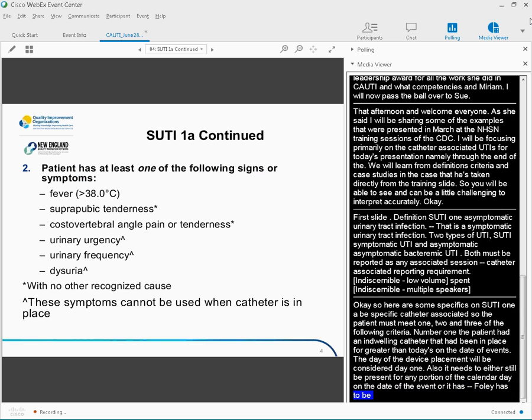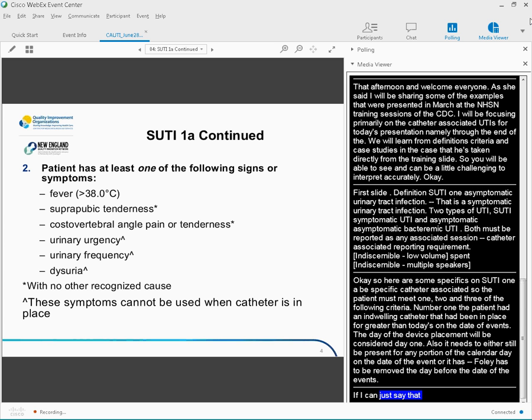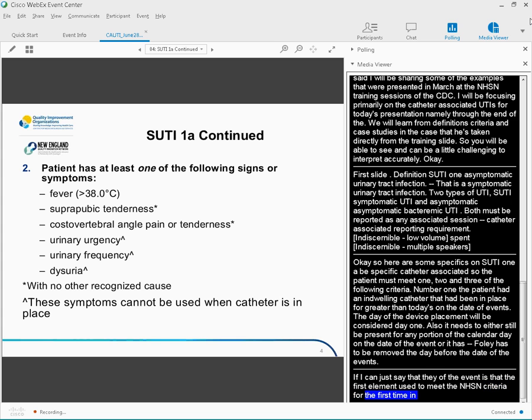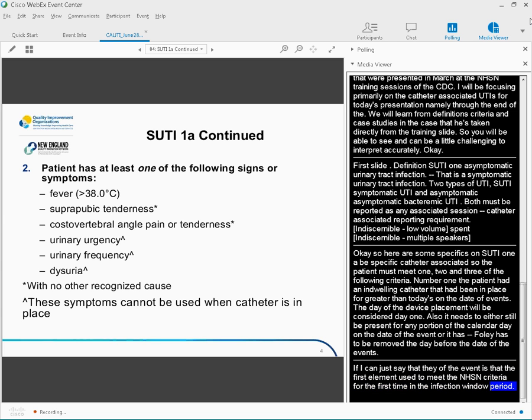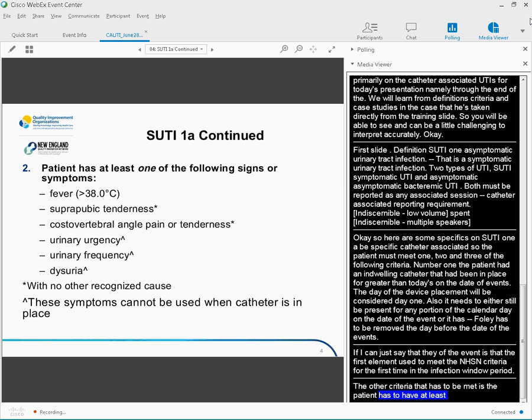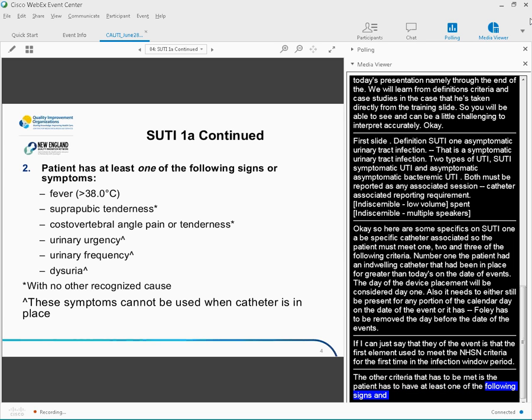And if I can just say, the date of event is defined as the first element used to meet the NHSN criteria for the first time in the infection window period. Okay. The other criteria that has to be met is the patient has to have at least one of the following signs and symptoms. A fever greater than 38 Celsius, and that corresponds to 100.4 Fahrenheit.